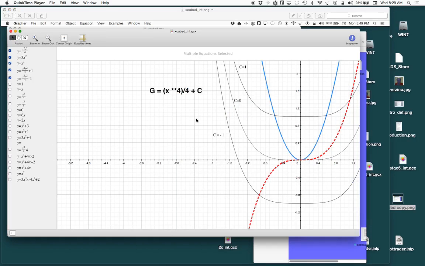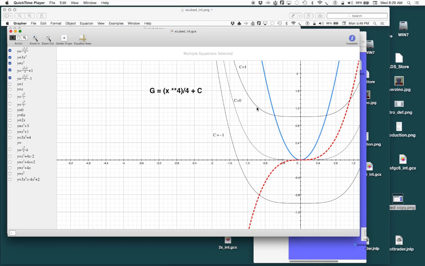There's the same picture where it's x to the 4th over 4 plus c, and plus c is plus 1, c is 1, minus 1. Any of these generate this.